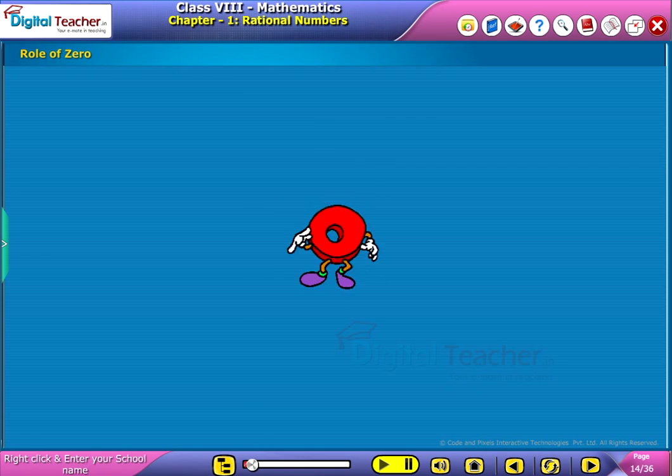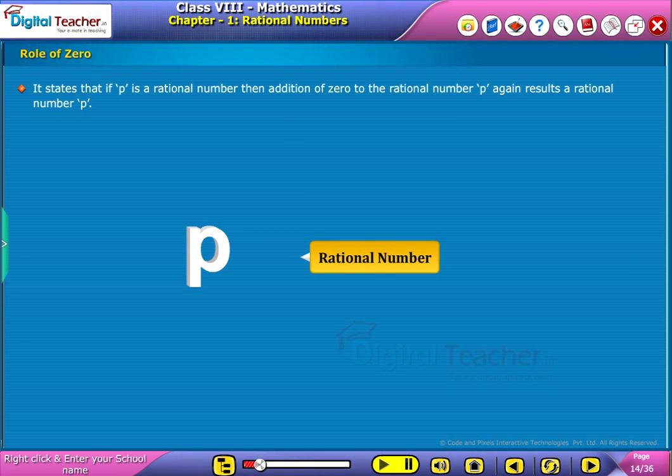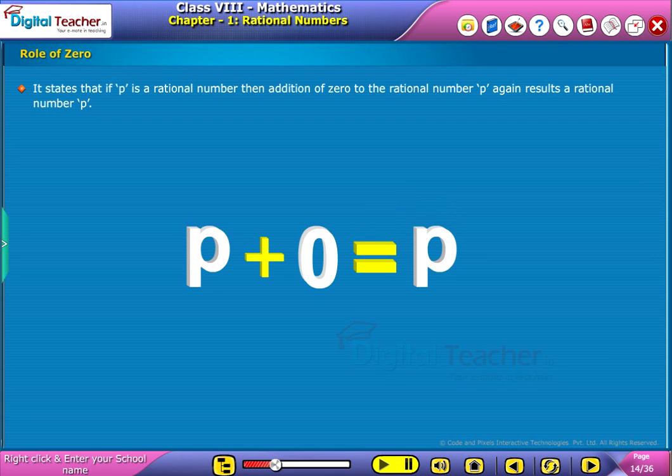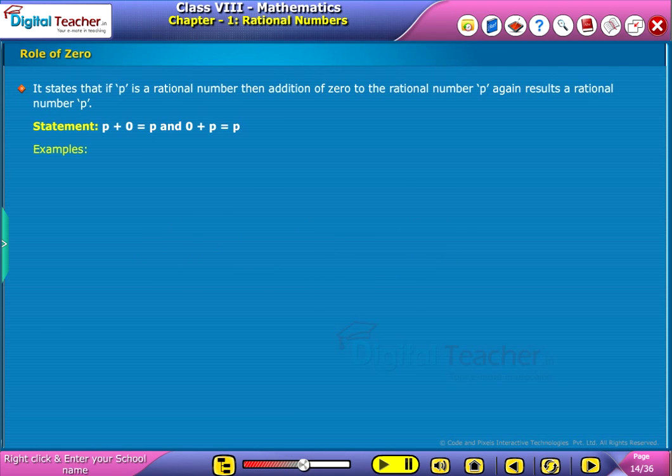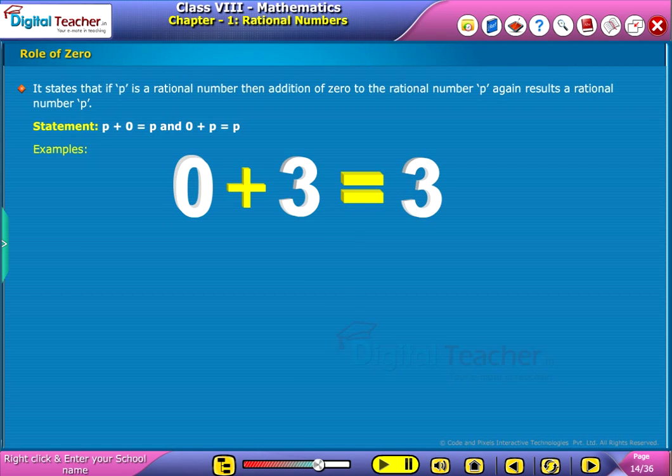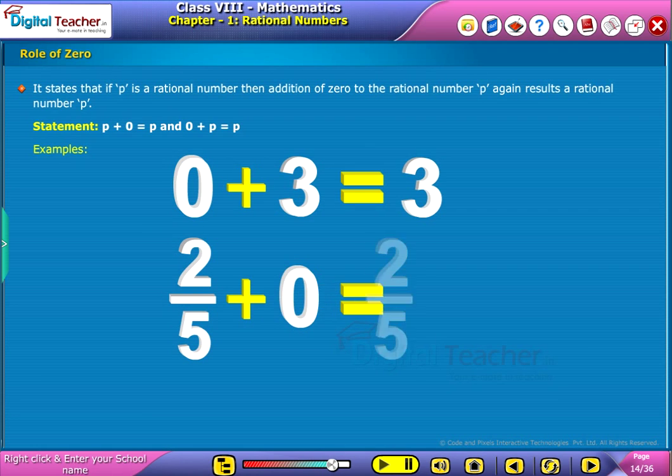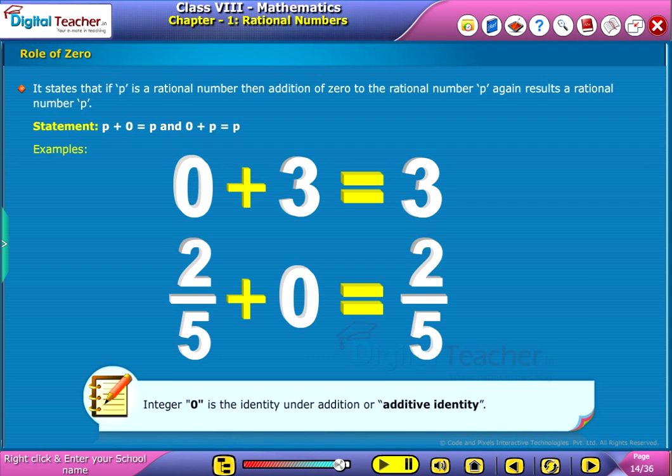Role of 0. It states that if P is a rational number, then addition of 0 to the rational number P again results in a rational number P. Statement: P plus 0 is equal to P and 0 plus P is equal to P. For example, when we add 0 and 3, we obtain 3 as the result. And also when we add 2 by 5 and 0, we again get the number 2 by 5. Note: integer 0 is the identity under addition, or additive identity.